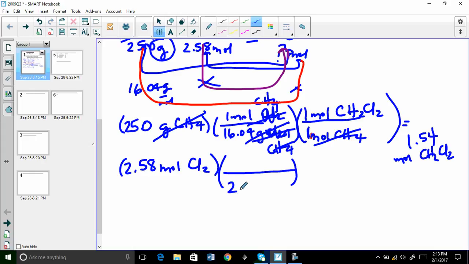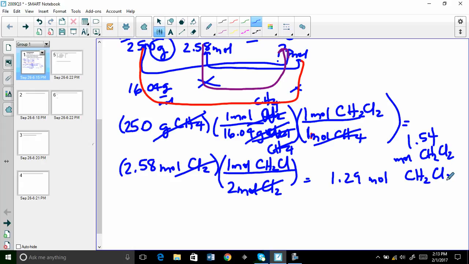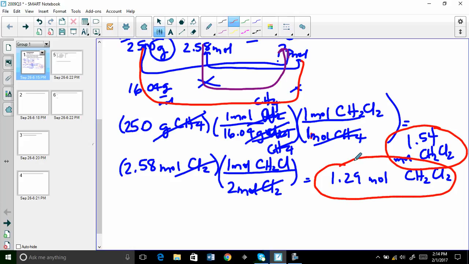The balanced equation shows me that for every 2 moles of chlorine, you will get 1 mole of dichloromethane. This cancels this. 2.58 divided by 2 is 1.29 moles. Now, I just want to go through this and I need you to understand what I'm telling you here. We have enough methane to make 1.54 moles of dichloromethane. We have enough chlorine to make 1.29 moles of dichloromethane. That means the answer to the problem, how much CH2Cl2 could you make? It's 1.29.